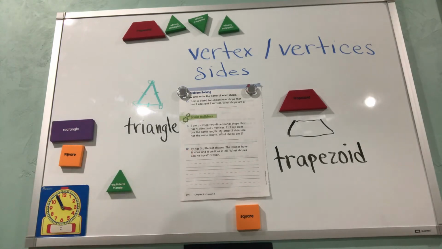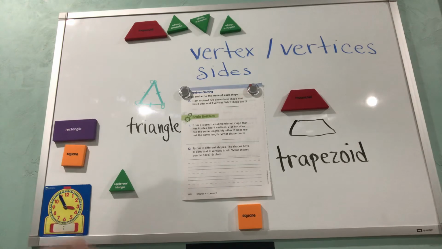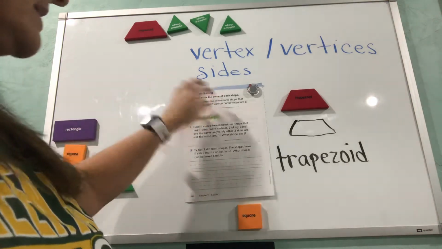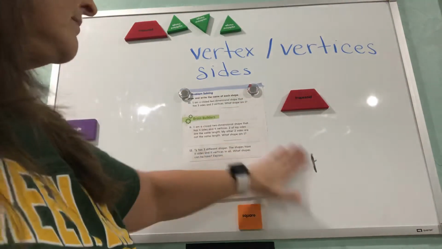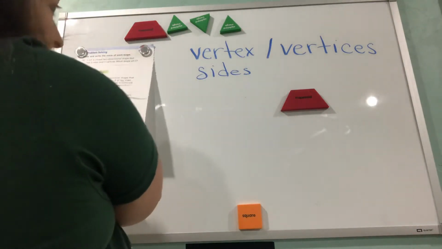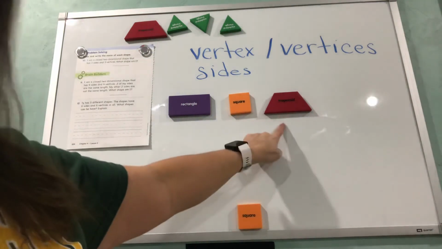Number 12 says Ty has 3 different shapes. The shapes have 11 sides and 11 vertices in all. What shapes can he have? So we need to think about that. They're all different. He has 3 of them. And when he's done, he has to have 11 sides and 11 vertices. So let's see. Could he have a rectangle, a square, and a trapezoid?